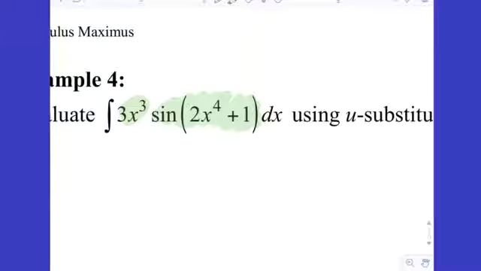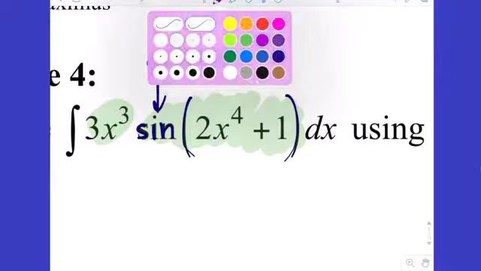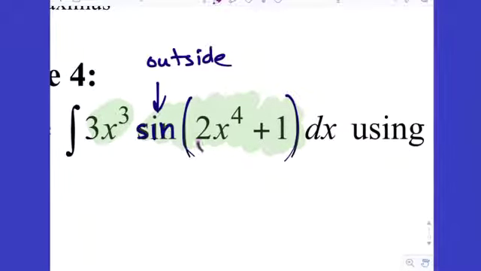The sine one. Yeah, so if you walk up to the outside of the problem, the first thing you notice is sine of blob. That's going to be the outside function. And ultimately, that's going to involve the antiderivative. What's the antiderivative of sine? Negative cosine. So that's going to be coming up. But first, we have to check. What is inside the sine function? 2x to the fourth plus 1.